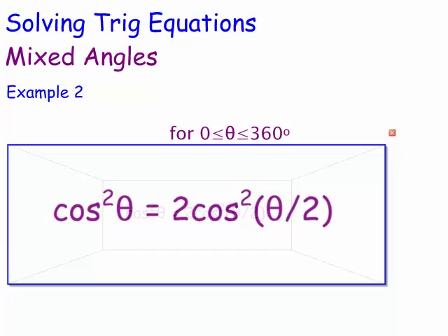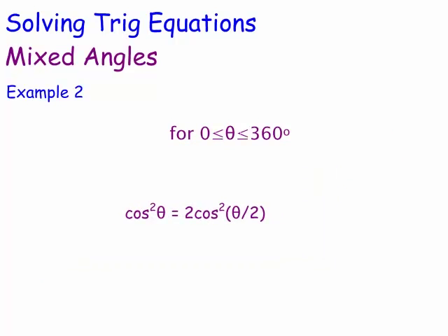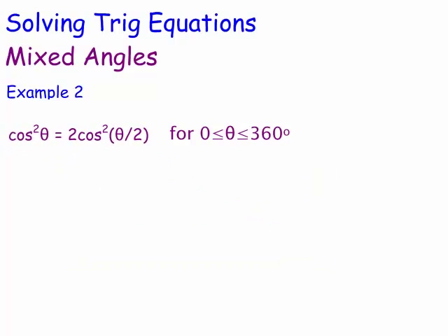Now, this is an example of mixed angles. You might be able to see there's a theta and a theta on 2. So we now have to reduce this to the lowest common denominator in terms of angles, which will be theta on 2. So we are going to need to replace that cos squared theta with its half angle results, if you like. Okay, so let's try that. So how do we do that?